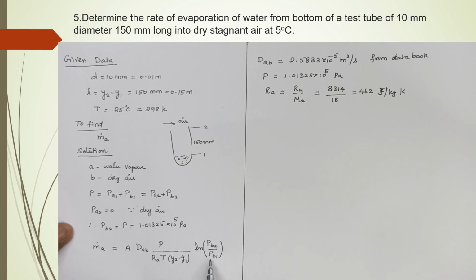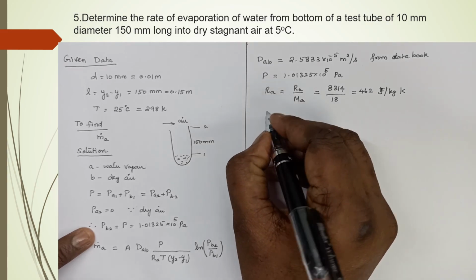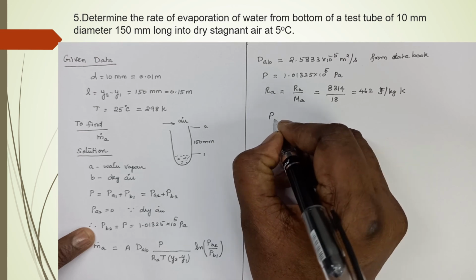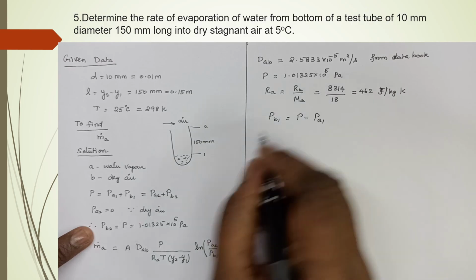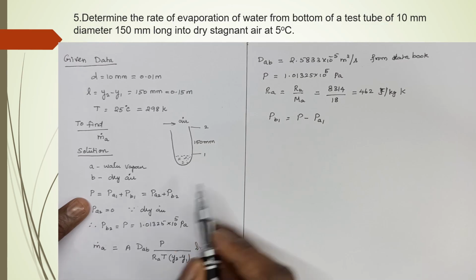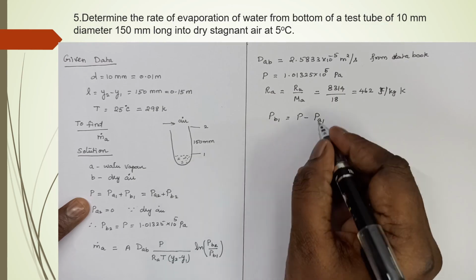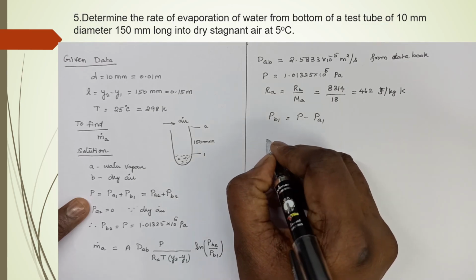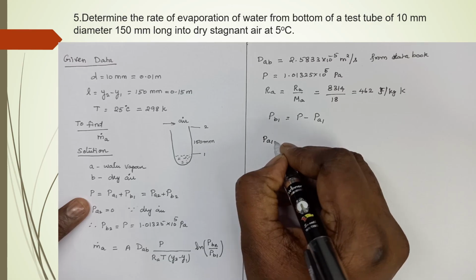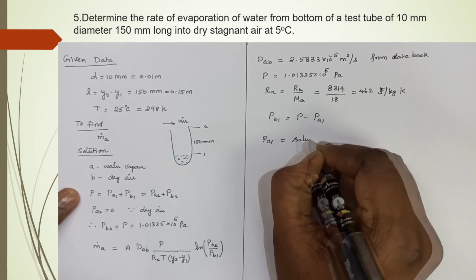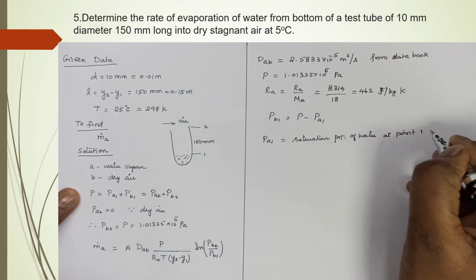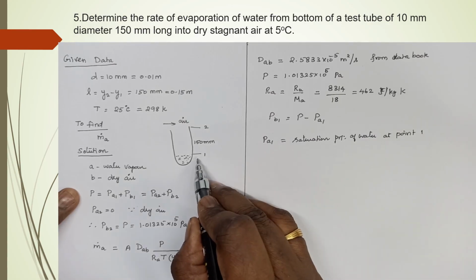We want to find PB1 and PB2. PB2 is atmospheric pressure. PB1 is equal to total pressure minus PA1. So now we can find PA1. PA1 is the saturation pressure of water vapor at point 1.